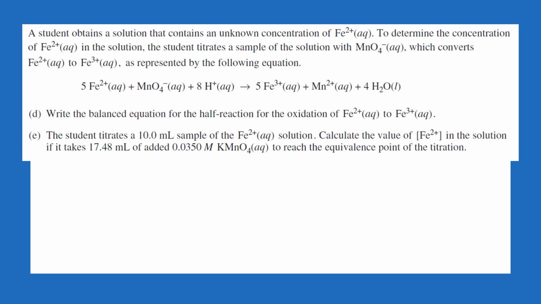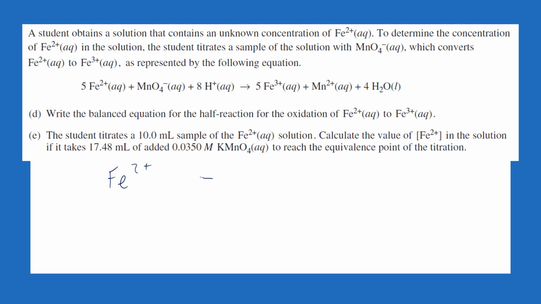Okay, so we have an unknown concentration of iron 2 plus. To determine the concentration, the student titrates the sample with permanganate ions, which converts iron 2 plus to iron 3 plus as represented in that equation. Write the balanced equation for the half reaction for the oxidation of Fe2+ to Fe3+.